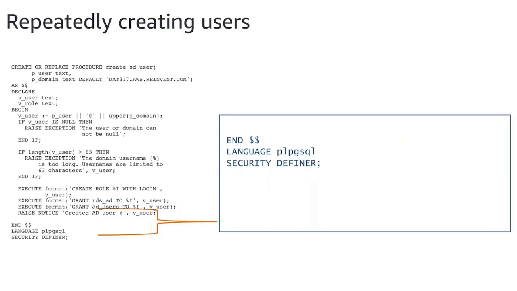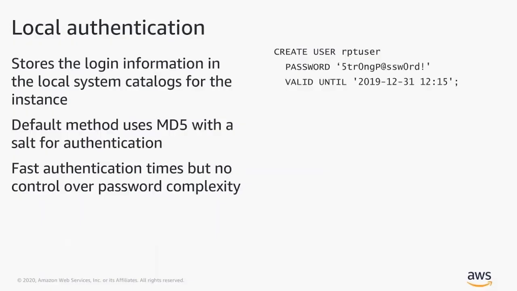So for something like this, we might create it using our superuser account, but we might want to have other users use it, but we don't want to grant them superuser privileges. So by doing security definer rights, it allows the person executing the function to run it as the user that created it.